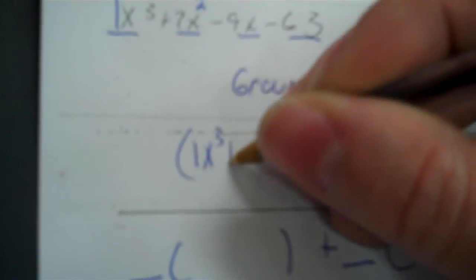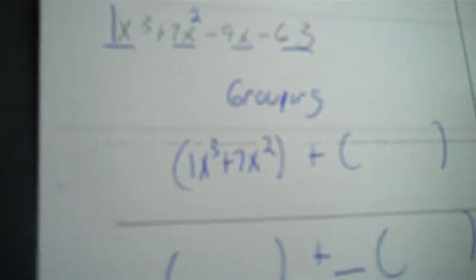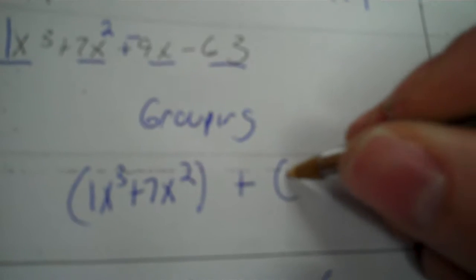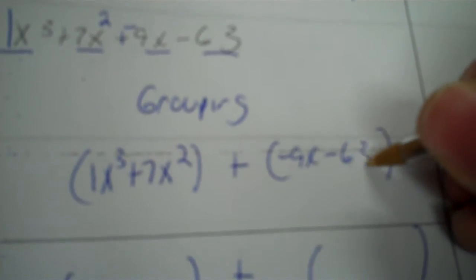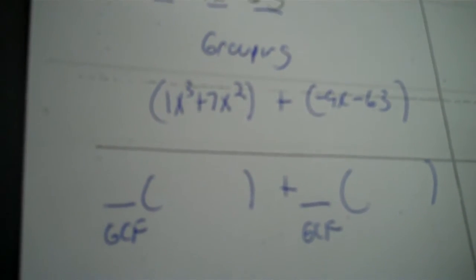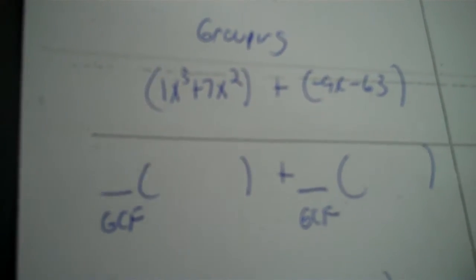Okay, so first what I do is put the 1x to the third with the 7x to the second. Then you're going to put, remember that's a negative 9x, so it's going to be negative 9x minus 63. You got to put that as a negative or the thing screws itself up.